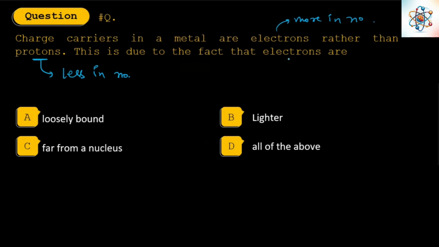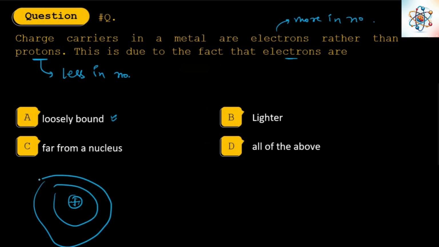First thing is electrons are loosely bound. So somewhat yes, electrons are loosely bound in comparison to the protons. So they can easily escape. If we look at the atom, it has a nucleus, and in the nucleus only protons are there, whereas electrons are there in the orbits of that atom. So they are sufficiently far from the protons, so they can easily escape. So somewhat this option is correct. That yes, electrons are loosely bound.